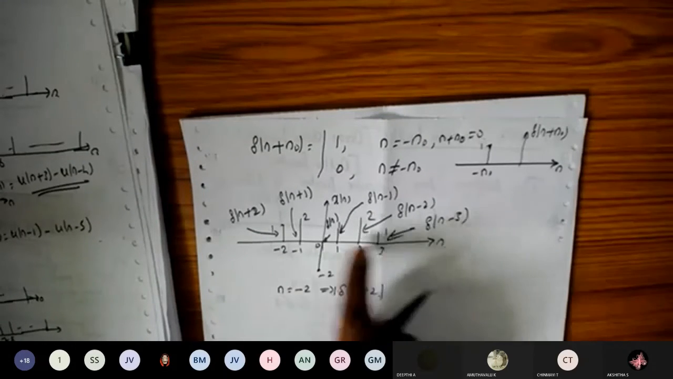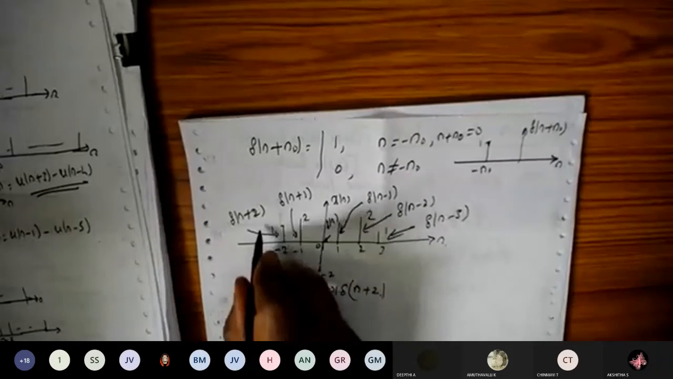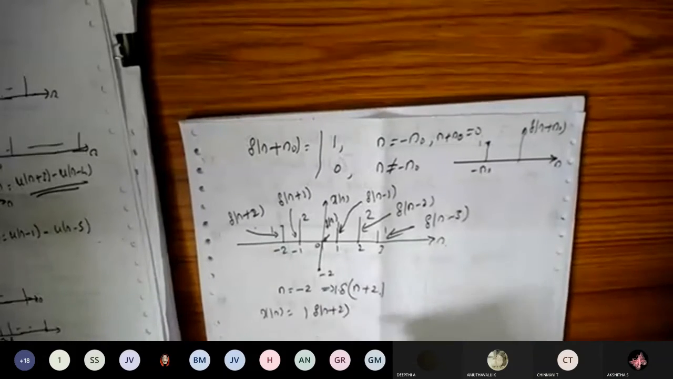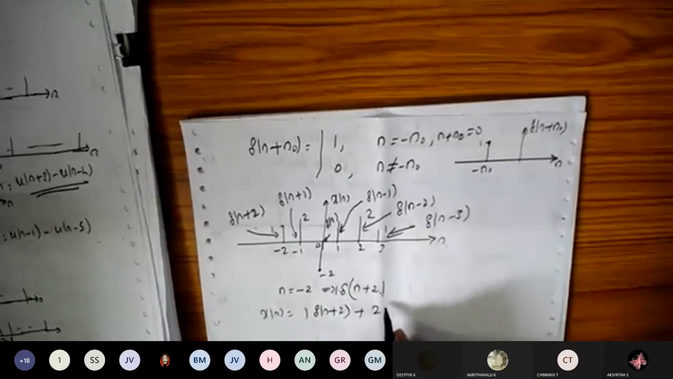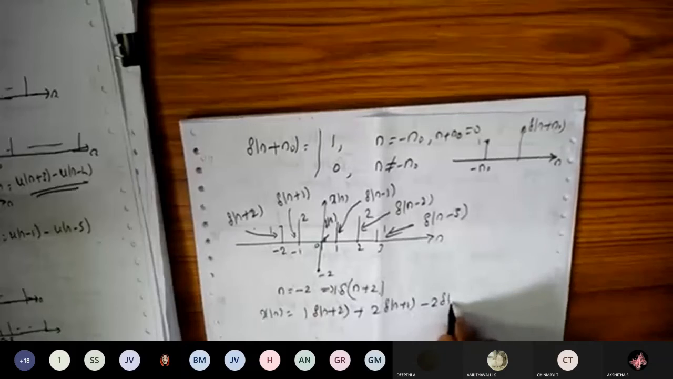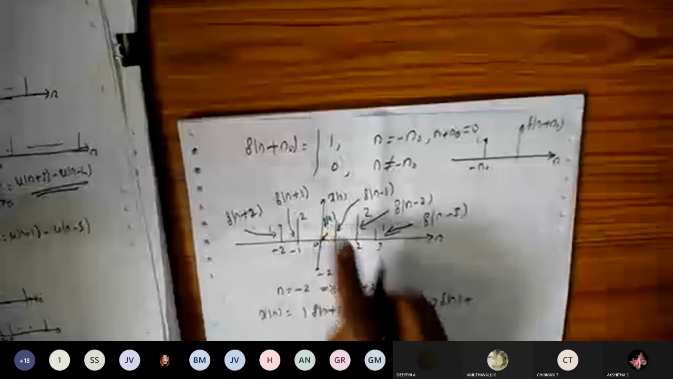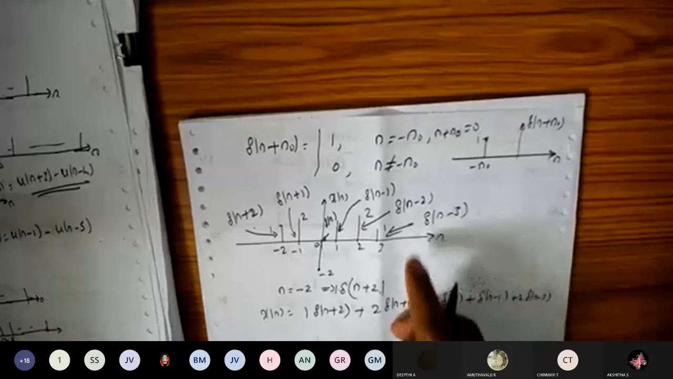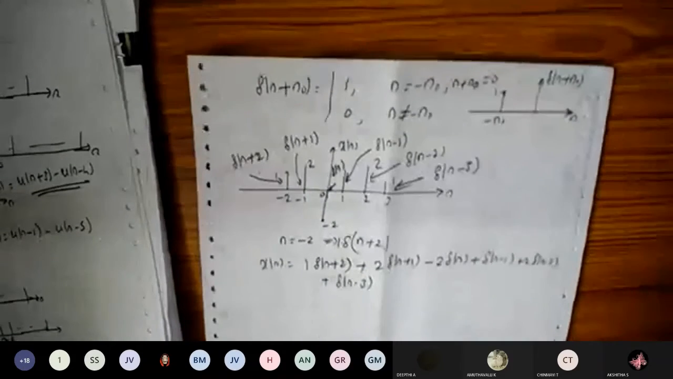Let us multiply the corresponding scaling factor to each. So it will become x of n. x of n is equal to, let us start from the negative axis: 1 into delta of n plus 2, plus 2 into delta of n plus 1, plus minus 2 into delta of n. This is at n is equal to 1, so plus the amplitude is 1, delta of n minus 1. This is 2, so 2 into delta of n minus 2, plus 1 into delta of n minus 3.